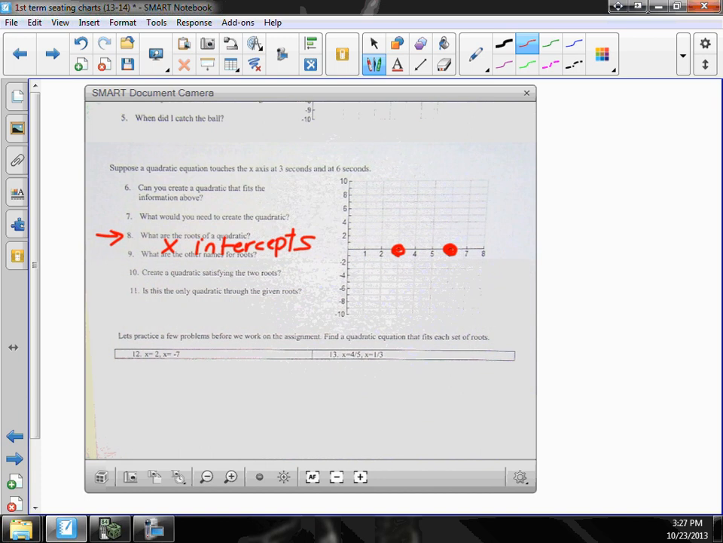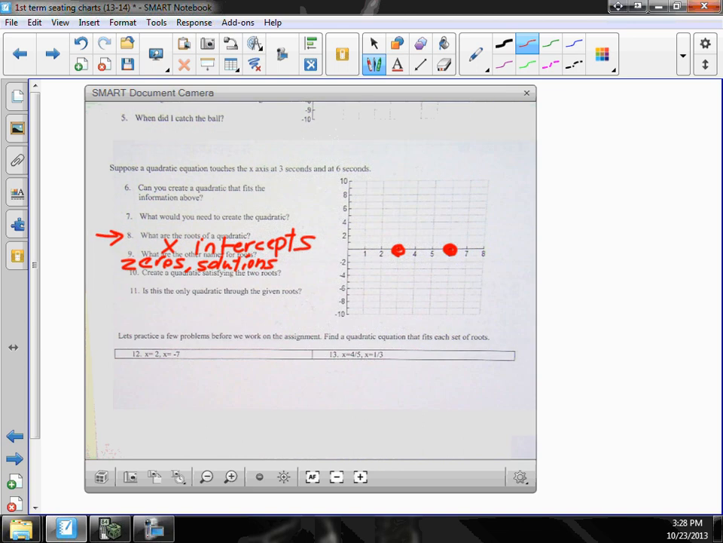Number 9 asks, what are the other names for roots? Well, they're also called zeros or solutions. We talked about zeros yesterday. They're called zeros because that's where y equals 0. Today we're going to learn why they're called roots.